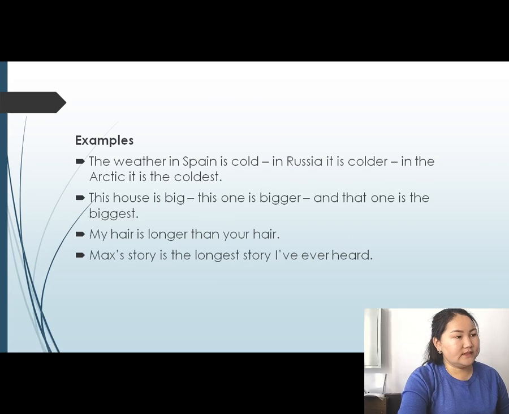Now let's look at the examples. The weather in Spain is cold. In Russia it is colder. In the Arctic it is the coldest. Next, this house is big. This one is bigger, and that one is the biggest. My hair is longer than your hair. Mac's story is the longest story I've ever heard.